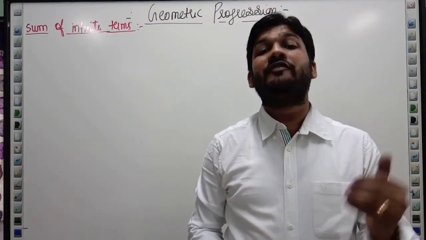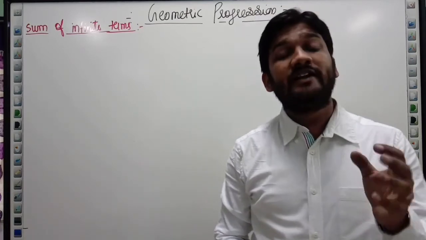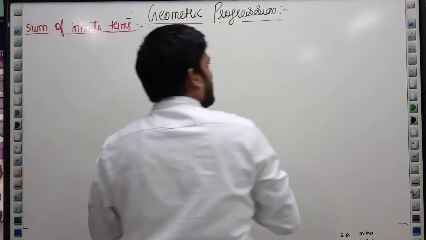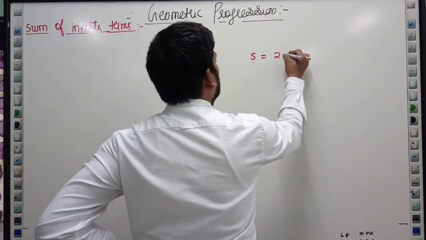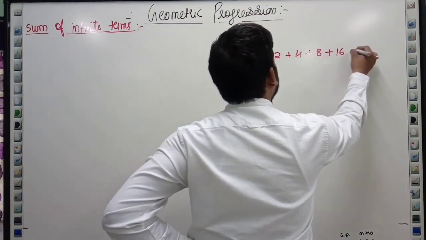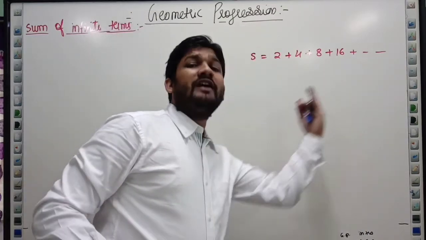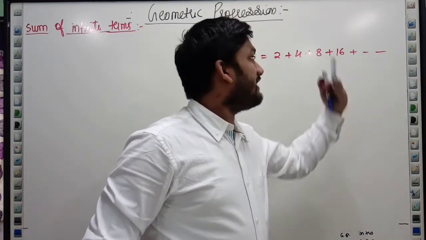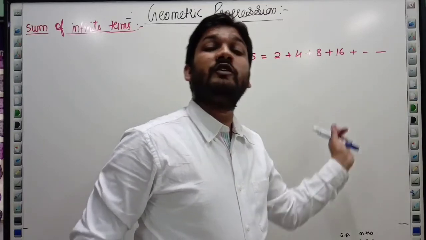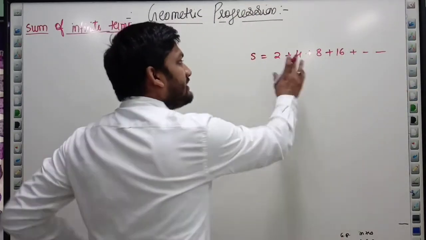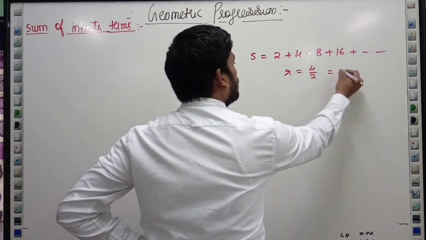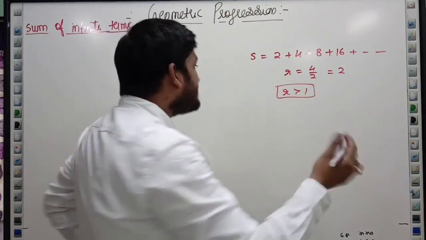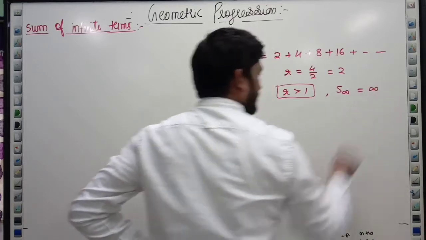Now next is the sum of infinite terms of a GP. When I talk about infinite terms, it means the number of terms is not countable. Now let's assume a GP, like 2 plus 4 plus 8 plus 16 plus and so on. When we go to the infinite term, as the series is increasing, the terms that come will also be increasing, so the sum of infinite terms will also be infinite. Here the common ratio is 4 by 2, that is 2. When the common ratio is greater than 1, we cannot calculate the infinite series, or we can say the sum of the infinite series is infinity.